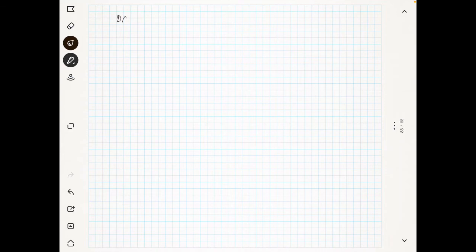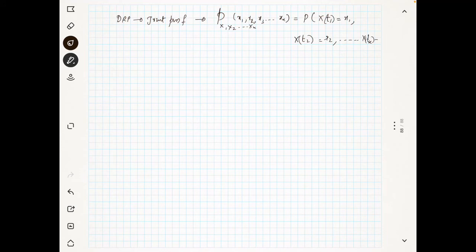Now for the discrete random process, the joint PMF is nothing but the probability P of x1, x2, up to xk, which is the probability that X of t1 takes the value x1, X of t2 takes the value x2, and so on, X of tk takes the value xk. This is the same thing you have studied in probability theory regarding random variables. The only difference is that you have X of t1, X of t2, X of tk here.